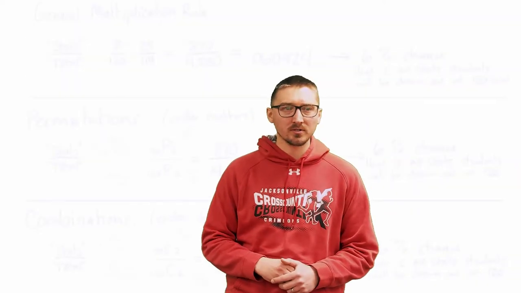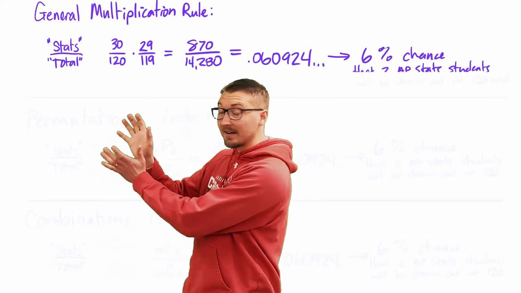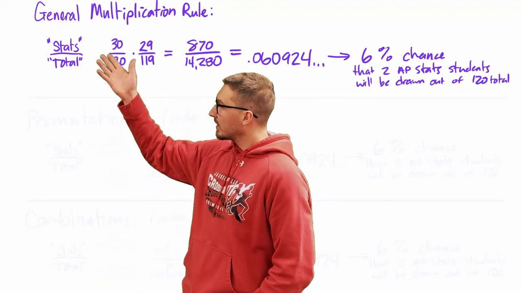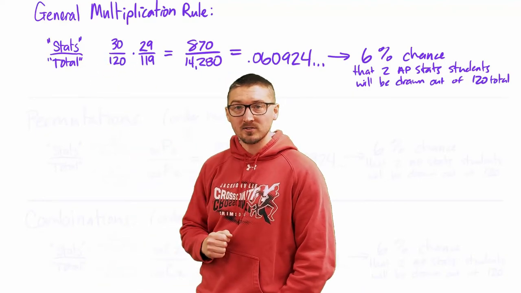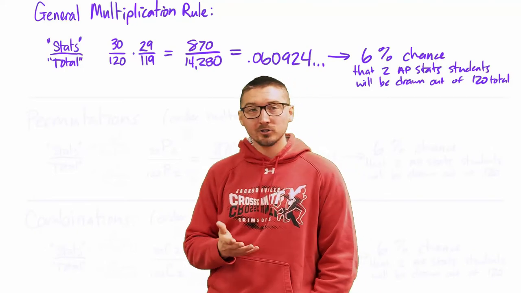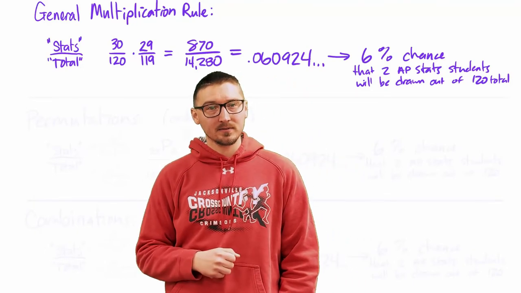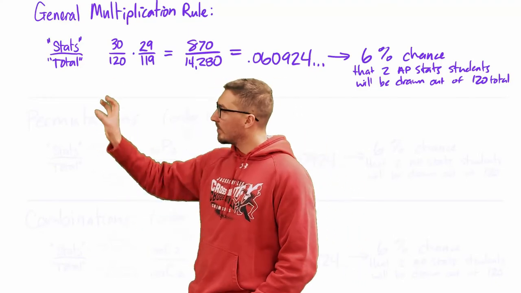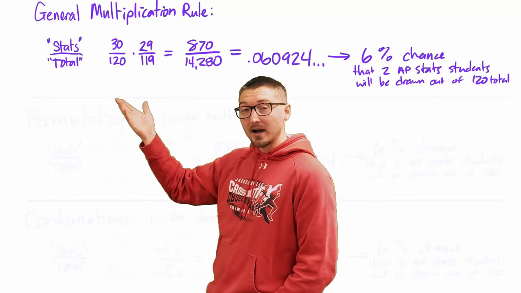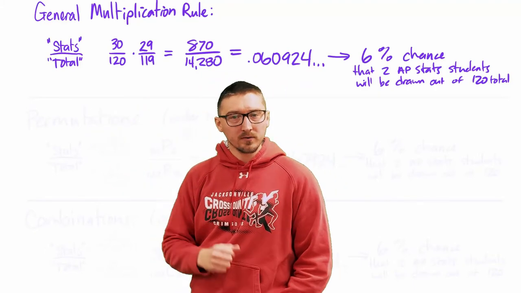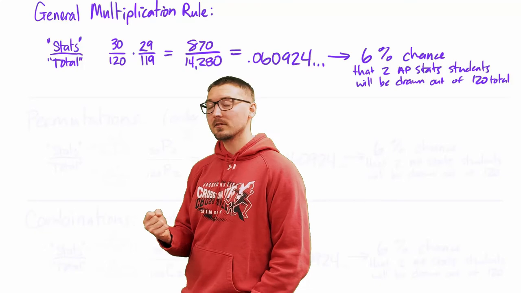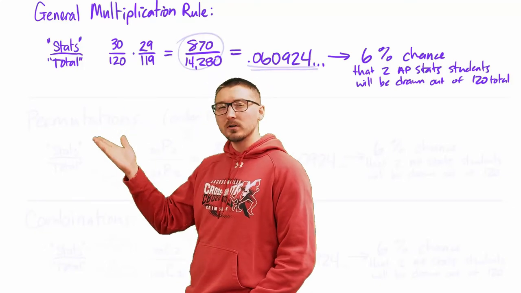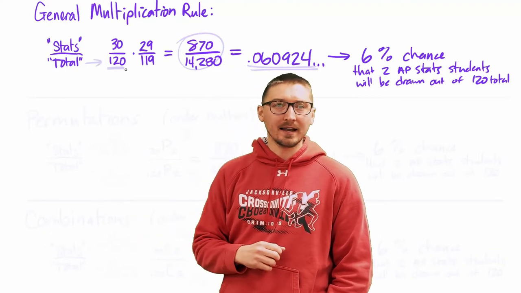General multiplication rule says that I need to take that first position, that first ticket drawn, and I need to see, well, what are the odds? So there are 30 total students who could be drawn from the AP stats class out of a total of 120 possibilities. That's the first ticket, but they draw two tickets. And so I have this second spot where I'm going to take the possibilities that are there, which if I draw one from the stats class, there's one less. There are 29 students who are still available to be drawn. And the total is also adjusted, it's 119 students.